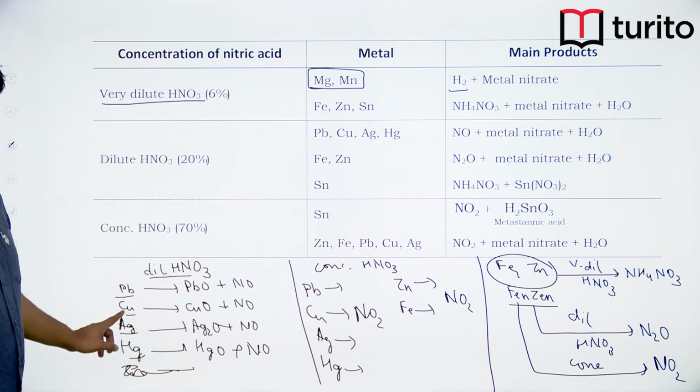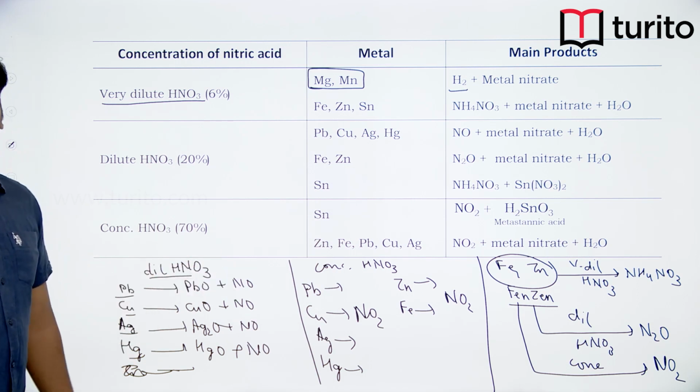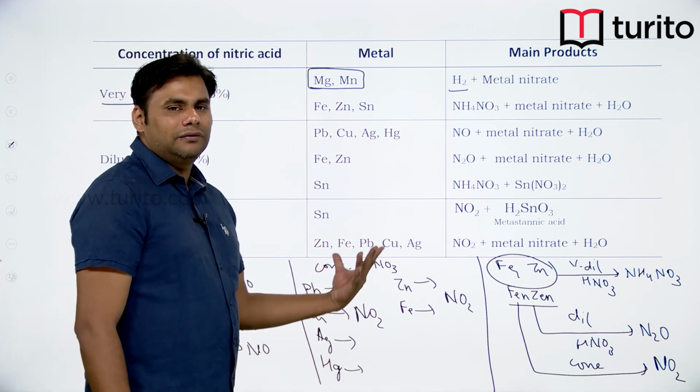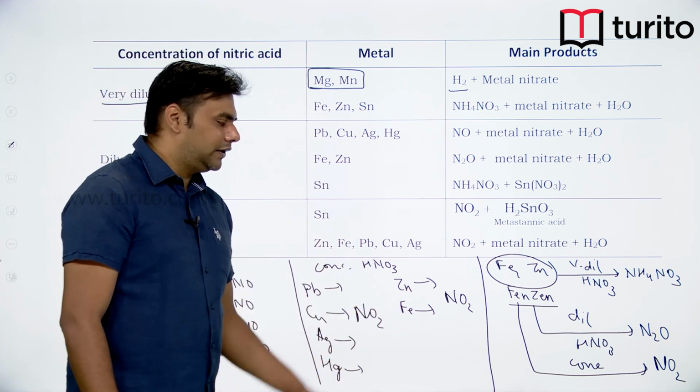The rest, lead, copper, Hg, silver, will react with dilute HNO3 to give us NO, and all the other elements when reacted with concentrated HNO3 will always give NO2.